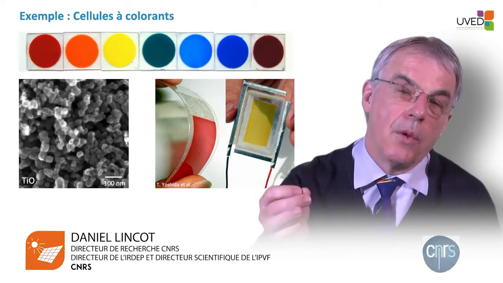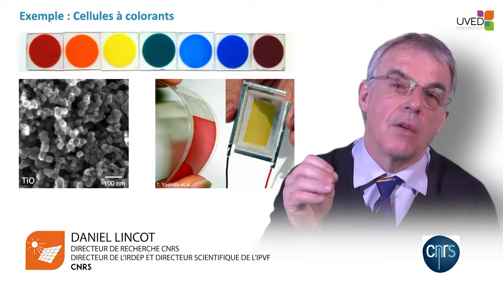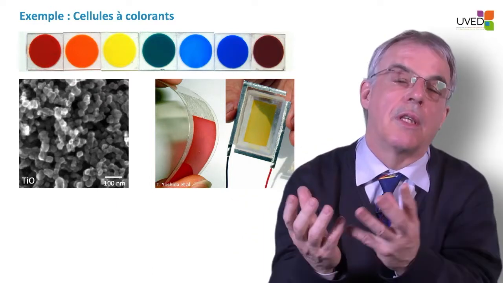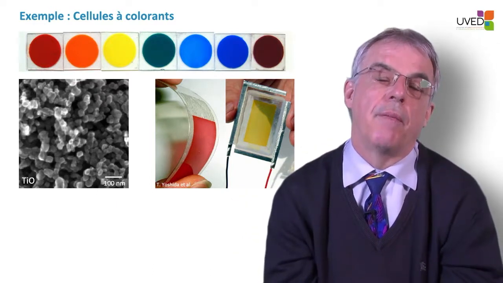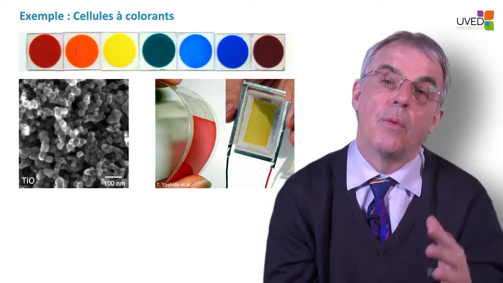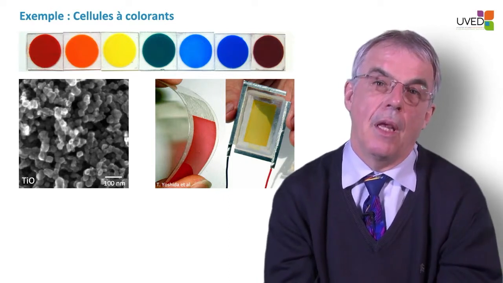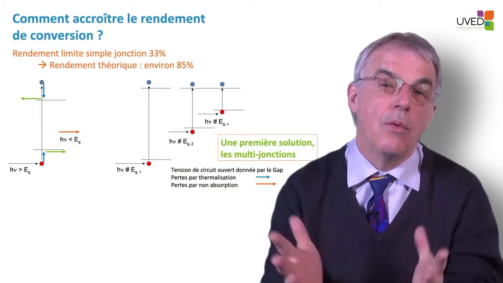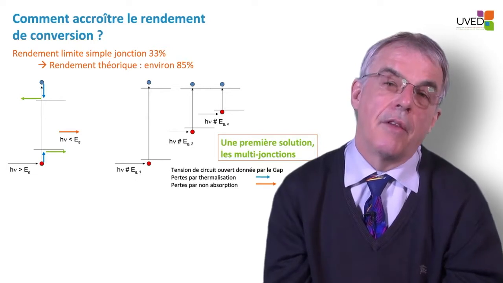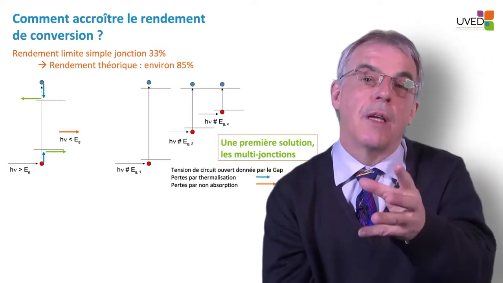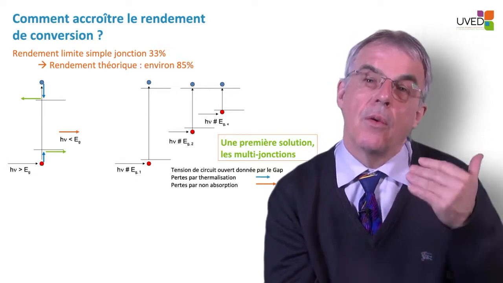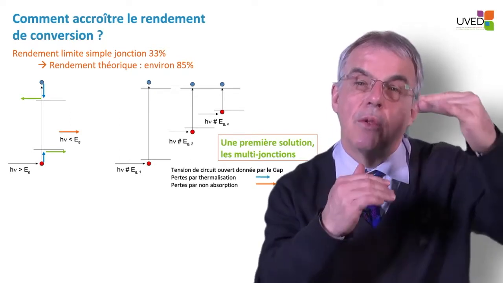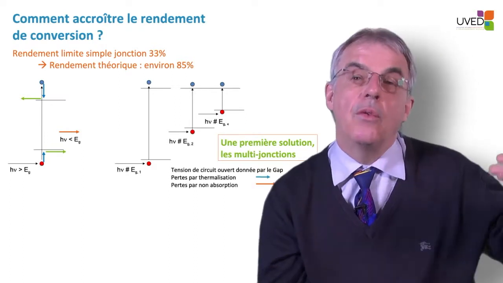There are different manufacturing processes, and here we have a titanium oxide matrix on which dye molecules are grafted, and this is the reason why we have green, red colors, and this is very flexible and very easy to use. Now, what matters here is that all the cells that I have just described had a yield that did not exceed 25%. Theoretically, the maximum yield would be 33% for two-level cells.